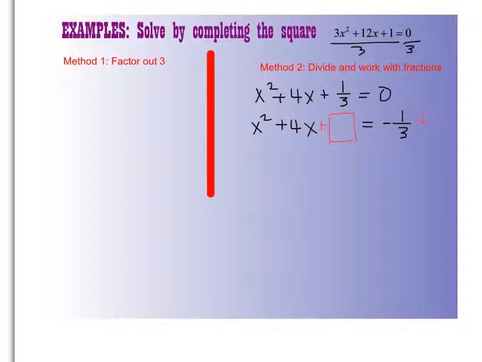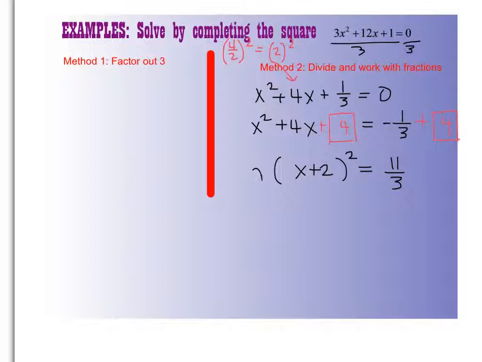So that's b over 2 squared. Our b is 4 in this problem, so it's going to be 4 over 2 squared, or 2 squared, which is 4. So that completes the square on the left-hand side. This is going to be x plus 2 squared. And on the right-hand side, we're going to think of 4 as 12 thirds, so minus 1/3 is 11 thirds.